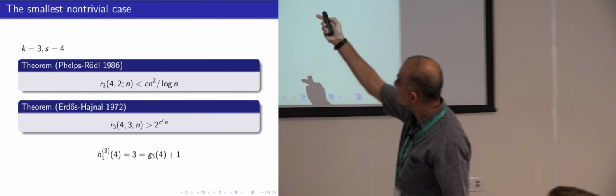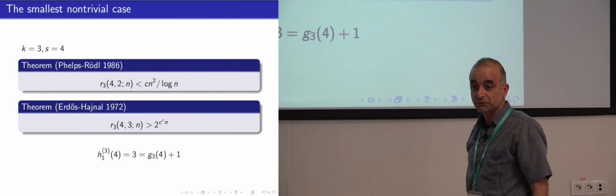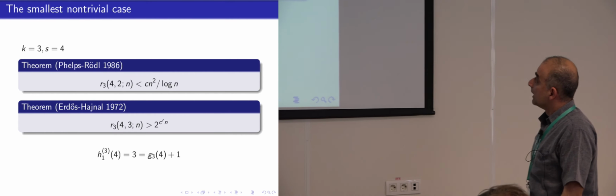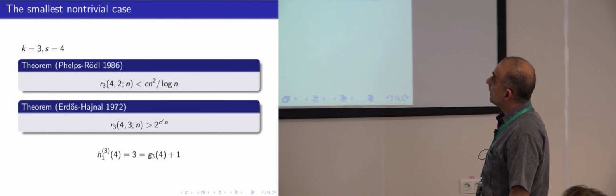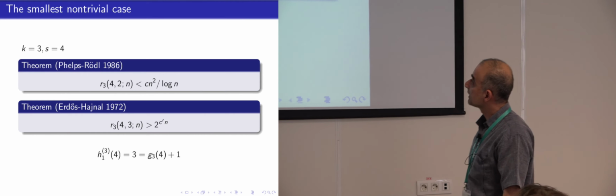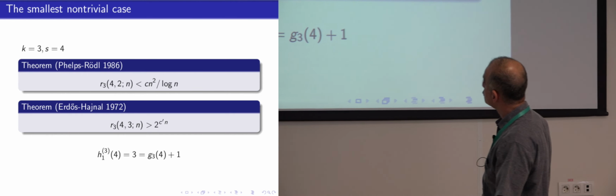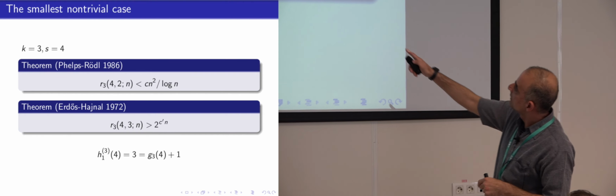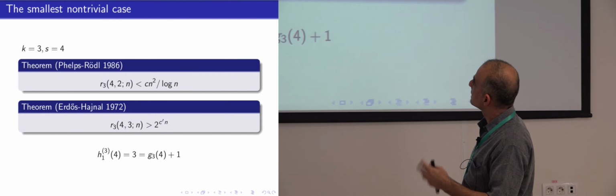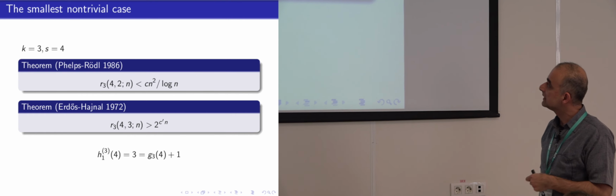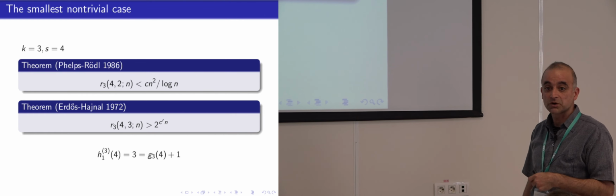So here's the case k equals 3, s equals 4, the smallest case of that conjecture. Remember we're increasing s from 1 all the way to 4 choose 3. If s is equal to 1, we saw that the answer is n. If s is equal to 2, then it turns out that there are results about Steiner triple systems which immediately imply an upper bound that's quadratic in n.